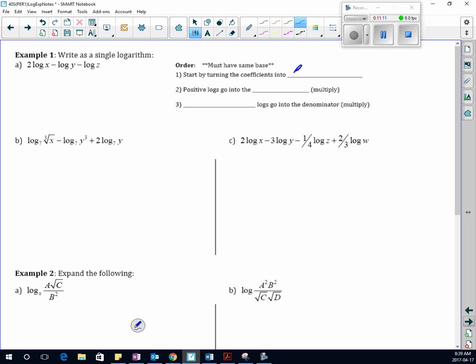Exponent, yeah. So I'm going to do that. So this would be log of x squared minus log of y minus log of z. Okay. Positive laws go into the, what am I looking for?